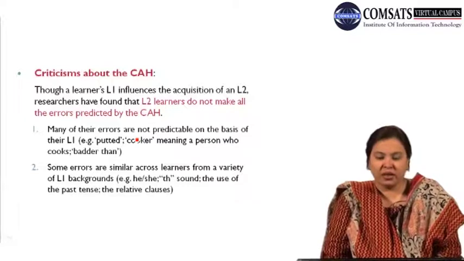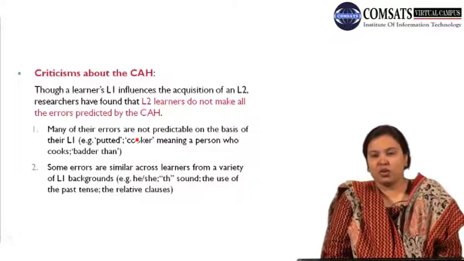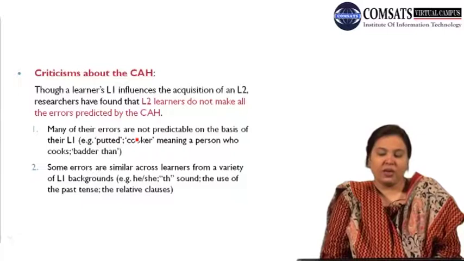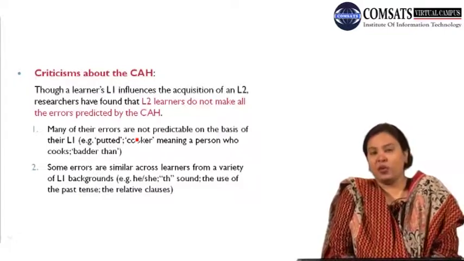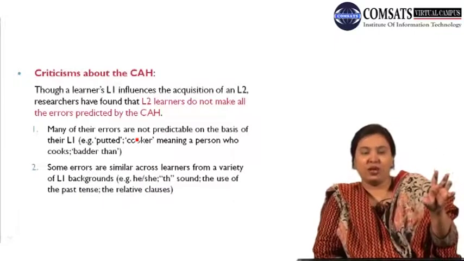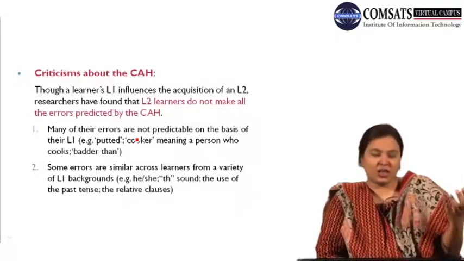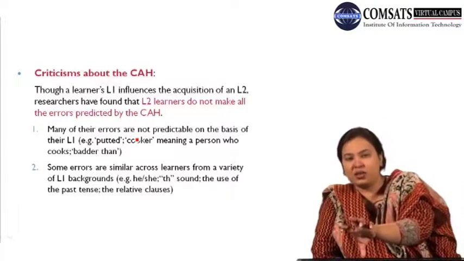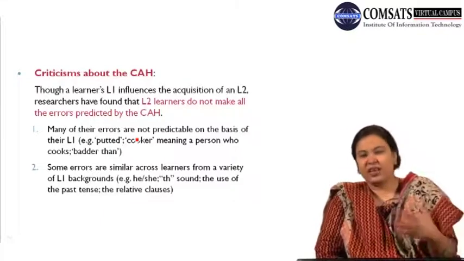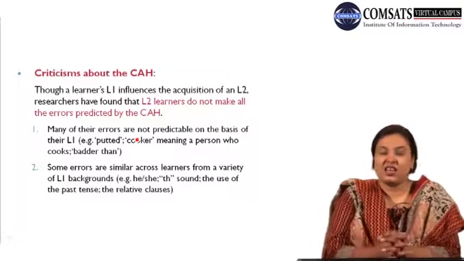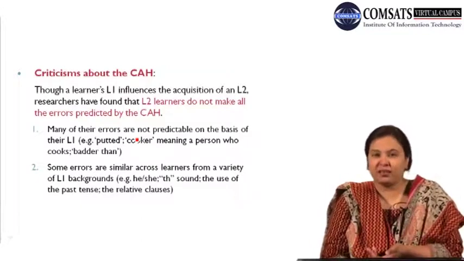For example, "potted cooker," meaning a person who cooks better than. So this way they do not have this knowledge. Secondly, some errors are similar across learners from a variety of L1 backgrounds. I mean the second language learners, they are learning a second language, but originally a student is from Chinese origin, a student from Pakistani origin, a student from Turkish origin. But still all of them make the same kind of errors with this second language. So this CH is unable to explain this.